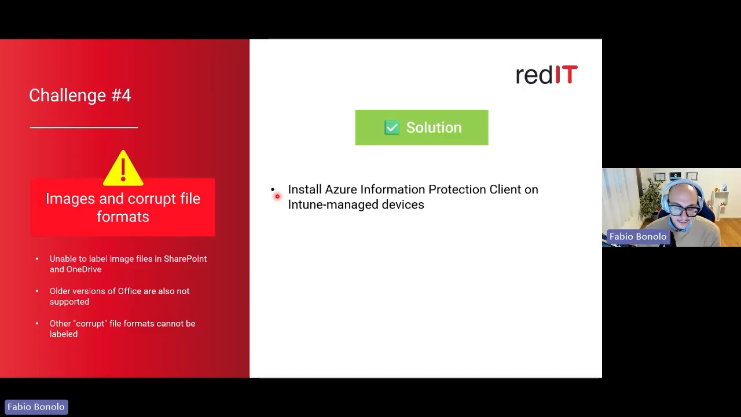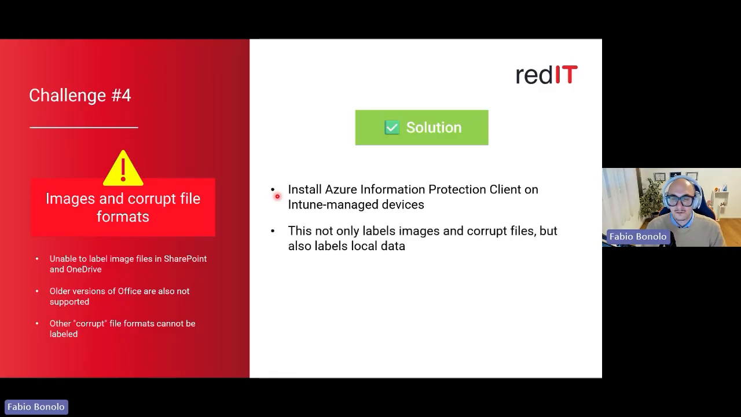For that, there is a solution called the Azure Information Protection Client that you can install and deploy for Intune managed devices through the company portal. With this, users can not only label images and corrupt files, but also local data within the boundaries that you set in Microsoft Purview. Here it is important that you communicate and train on this Azure Information Protection client if you want to install it and if you have these kinds of corrupt files or images that you want to label.